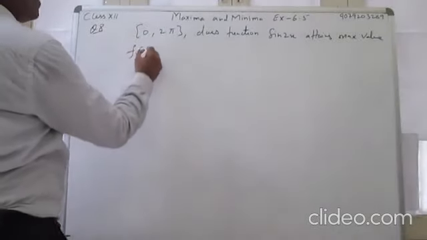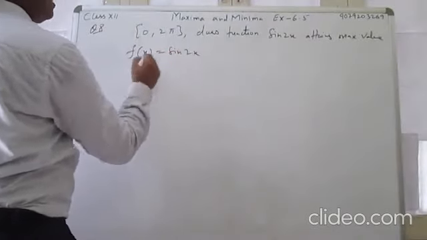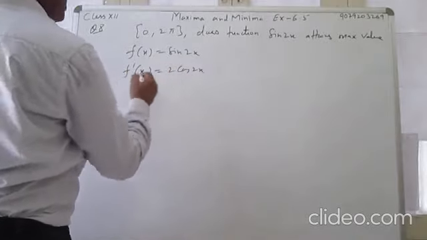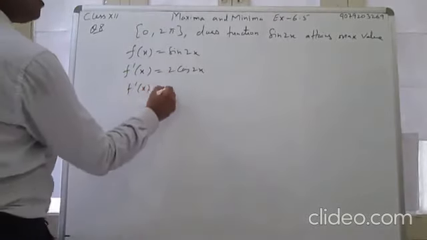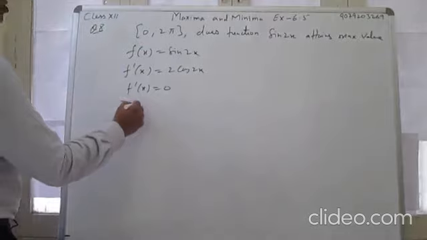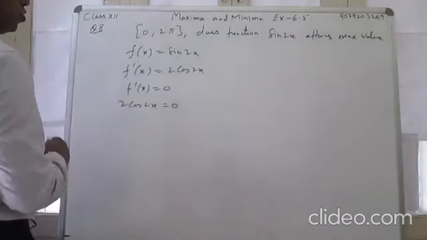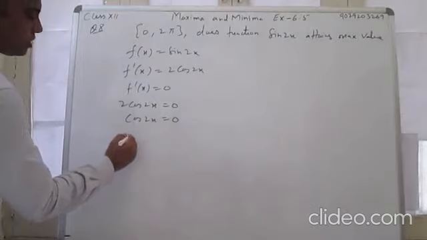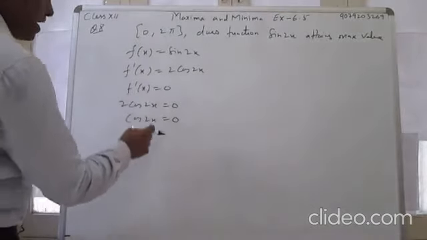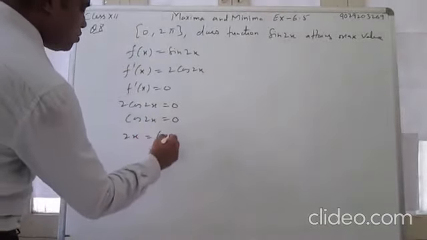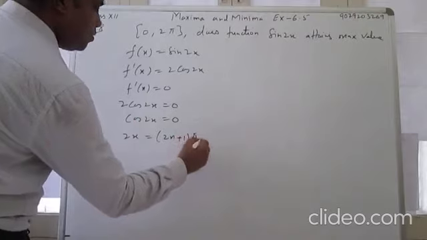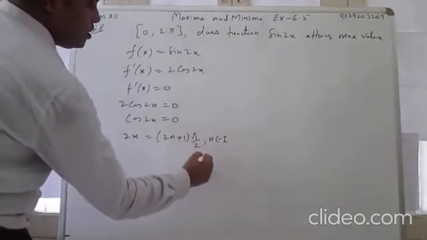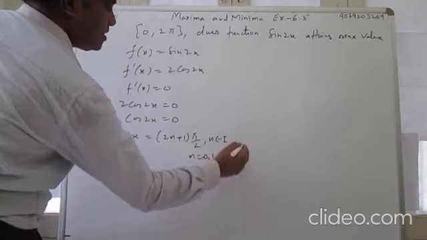So the function f(x) is equal to sin 2x. We find f'(x) is equal to 2 cos 2x. f'(x) is equal to 0. It means 2 cos 2x is equal to 0, so cos 2x is equal to 0. So this implies, since cos of pi by 2 is 0, the general value is 2x is equal to (2n plus 1) into pi by 2, where n belongs to the integers. Put n is equal to 0, 1, 2, 3, and so on.